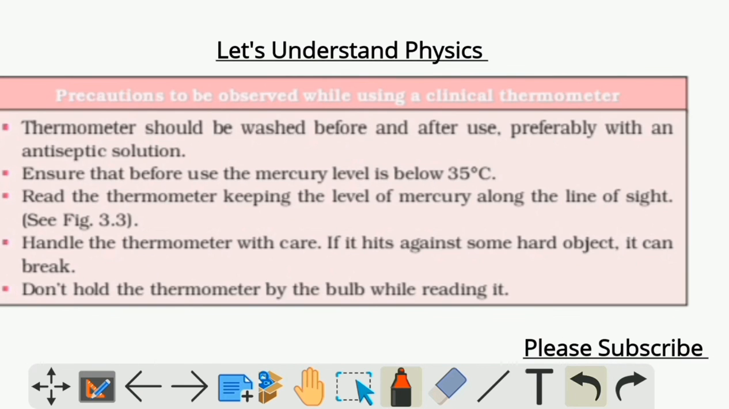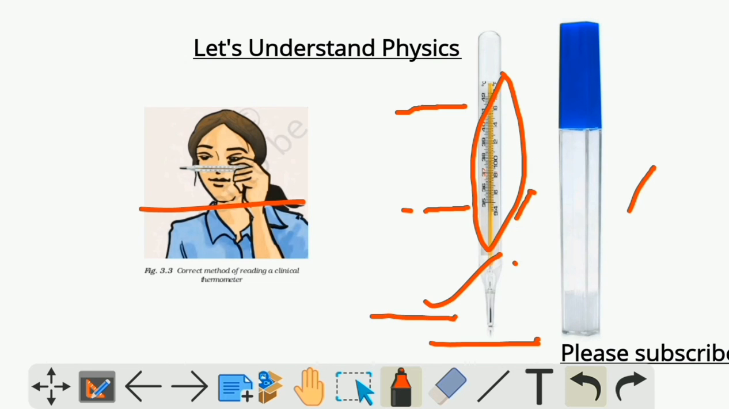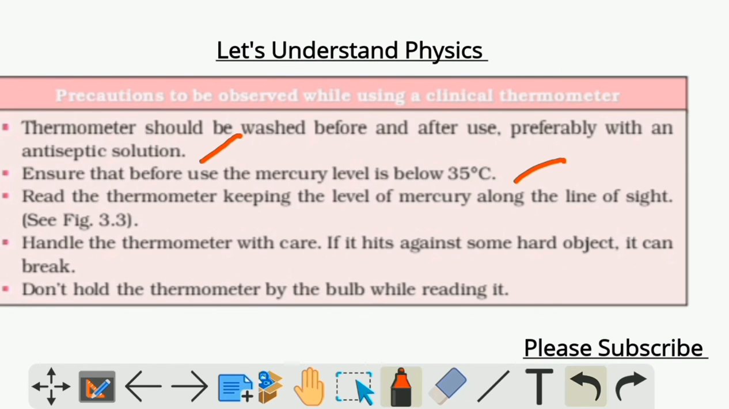Next, some other precautions. The thermometer should be washed before and after use, preferably with an antiseptic solution. Ensure that before use the mercury level is below 35 degrees Celsius. Then you have to read the thermometer like this only, and handle the thermometer with care. If it hits against some hard object, it can break. Don't hold the thermometer by the bulb while reading it. You should not touch the bulb.